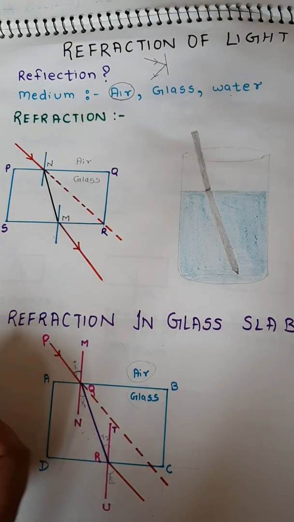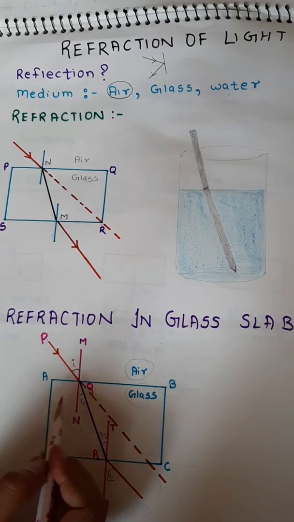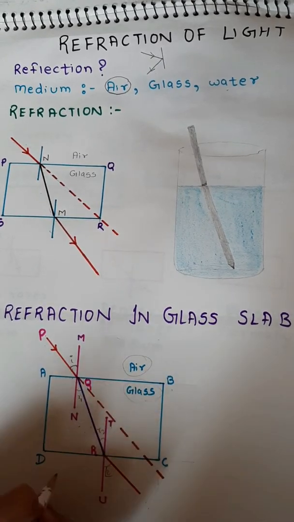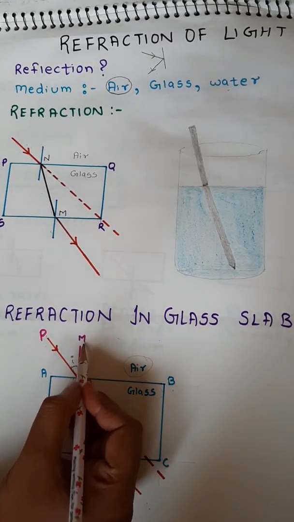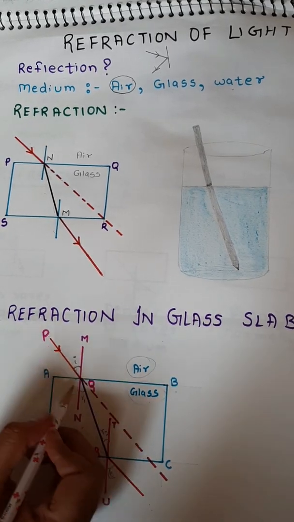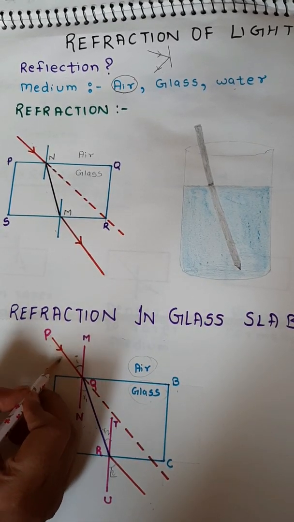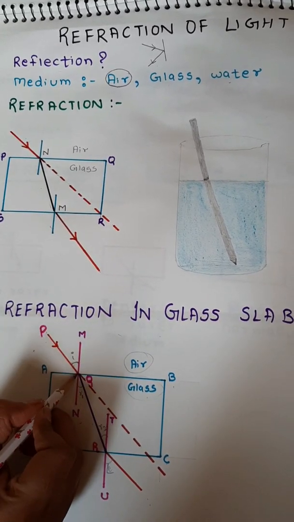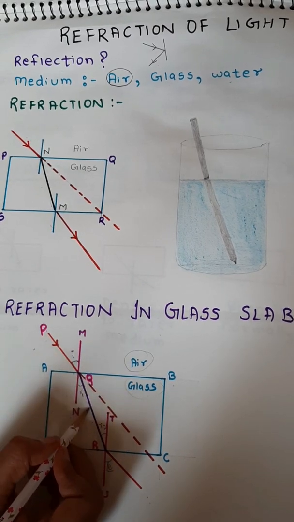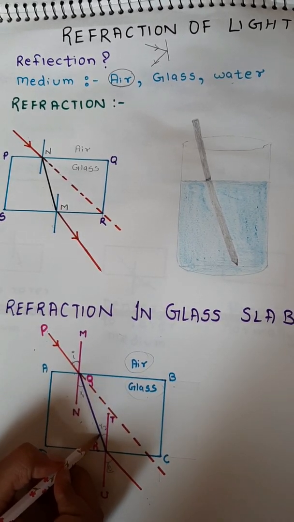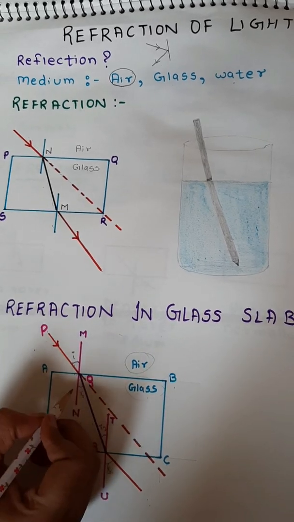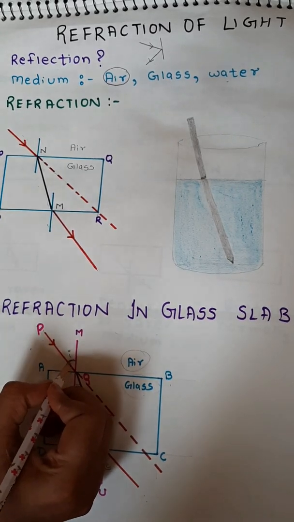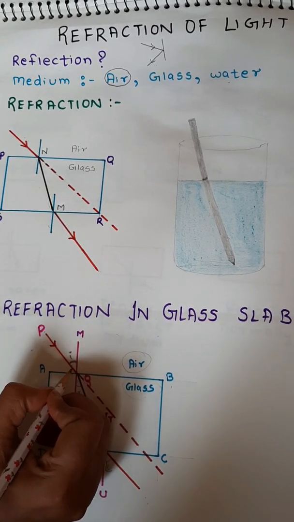Now, refraction in a glass slab. Consider the ray PQ incident on the surface AB. ABCD is a glass slab. You can see MN is a normal. As you can see from the diagram, the ray of light is traveling from a rarer medium to a denser medium, and therefore this ray PQ is going to bend towards the normal. This ray PQ makes an angle with the normal, and this angle is called the angle of incidence.